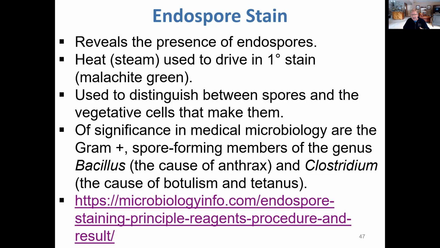This, like the preceding acid-fast stain I described, is going to employ steam to drive the primary stain into the endospores, because their structure is different than the structure found in the vegetative type of cell or form of the cell. And so this stain allows us to see the endospores. They're going to look green, while the vegetative cells are going to look red.